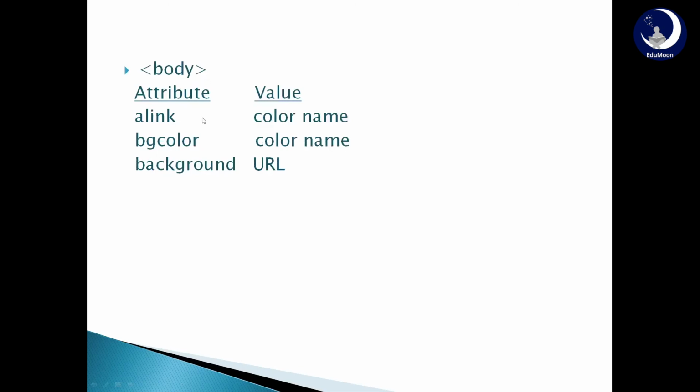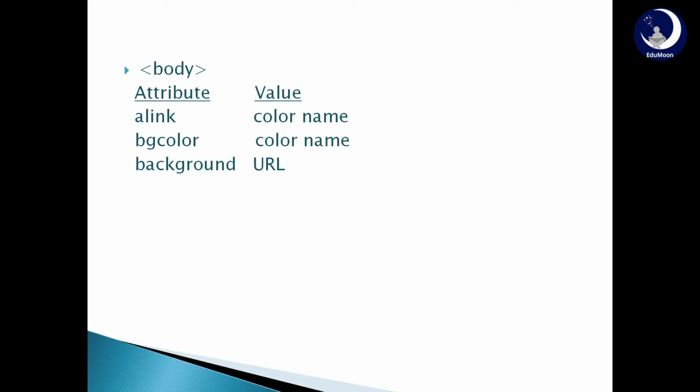Body has 3 attributes: link, bgcolor, background. If you have carefully observed, hyperlinks all have the color blue. If you want to change the color of a hyperlink, use the link attribute. Bgcolor is used to set the background of a web page with a color, and background is an attribute which is used to set the background of a web page with an image.